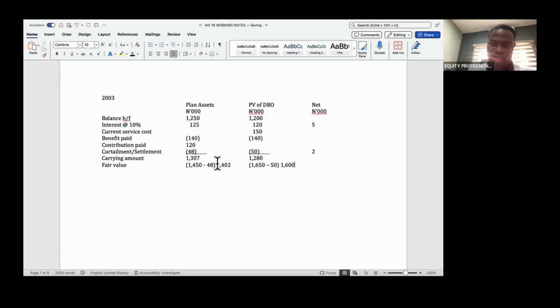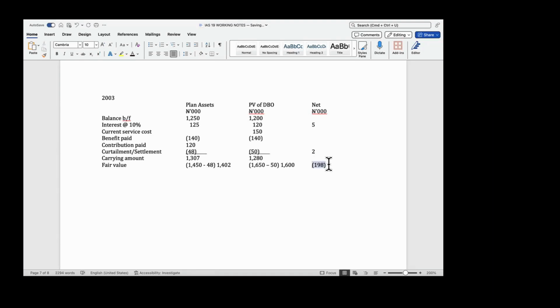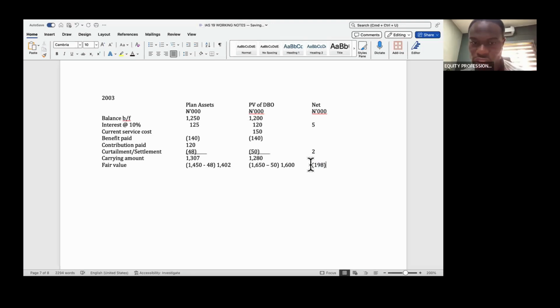So what's the difference between these fair values? That should be 198. And the obligation is higher. Who can tell me, what do we call this 198? Sir, deficit. Thank you very much. Deficit, or net defined benefit obligation. Correct. Absolutely correct.